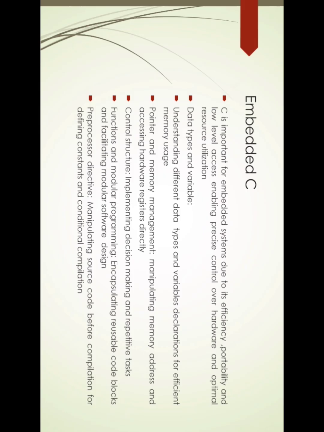Coming on third, functions and modular programming. Modular programming involves encapsulating reusable code blocks and facilitating modular software design. Preprocessor directives manipulate source code before compilation, for defining constants and conditional compilation. So these are the main different data types and variable declarations in embedded C.